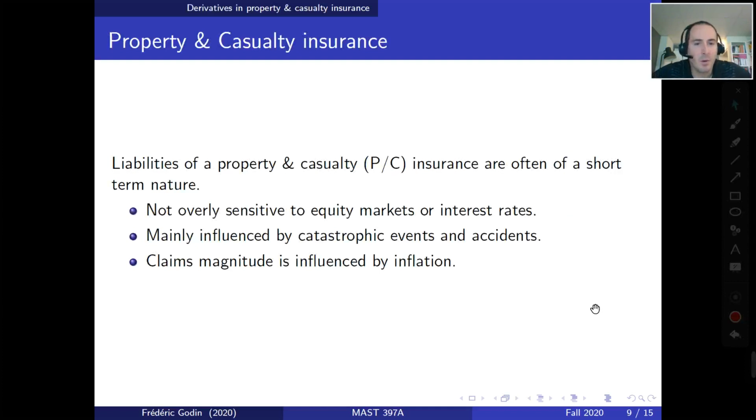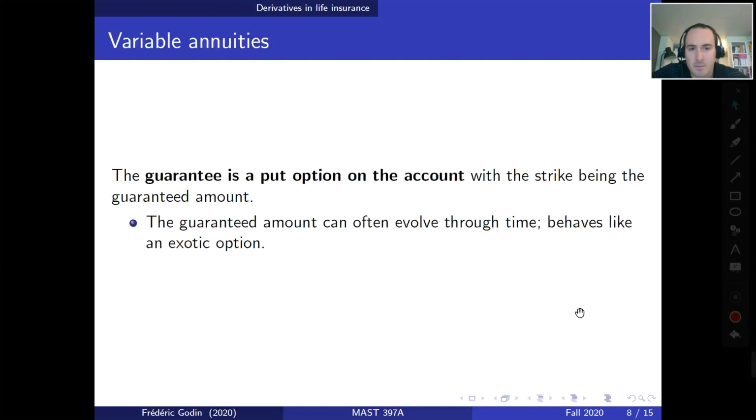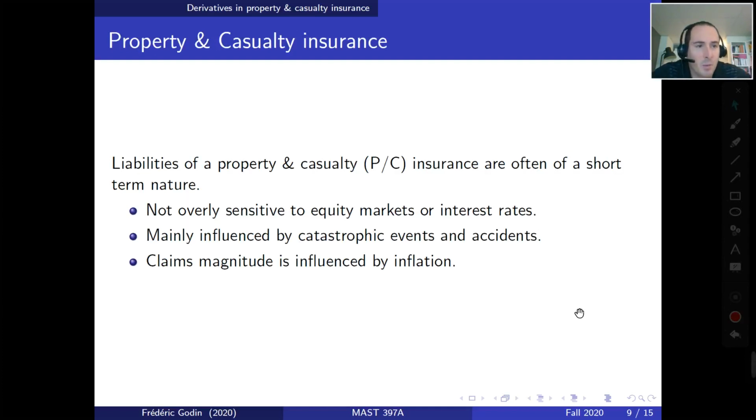Okay, so we can see that for life insurers, they're very interested in option pricing theory, option risk management theory, etc., because the products they issue to some policyholders contain some guarantees which behave like options. So understanding how options work is very important for them.